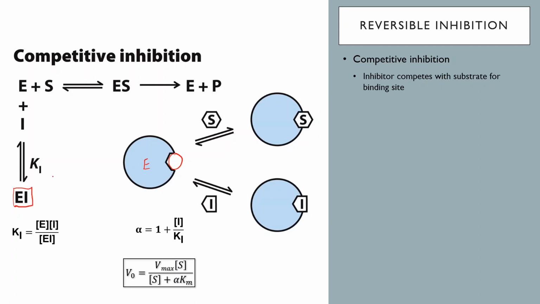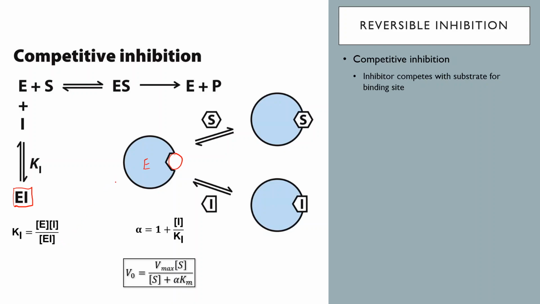That reaction has its own reaction rate and equilibrium associated with it. So we use this Ki, big Ki, to talk about the equilibrium constant for the formation of the enzyme inhibitor complex. So again, just like any other equilibrium constant, it's just the concentration of the reactants over the concentration of the product. So it's concentration of free enzyme times concentration of inhibitor over concentration of inhibitor enzyme complex.